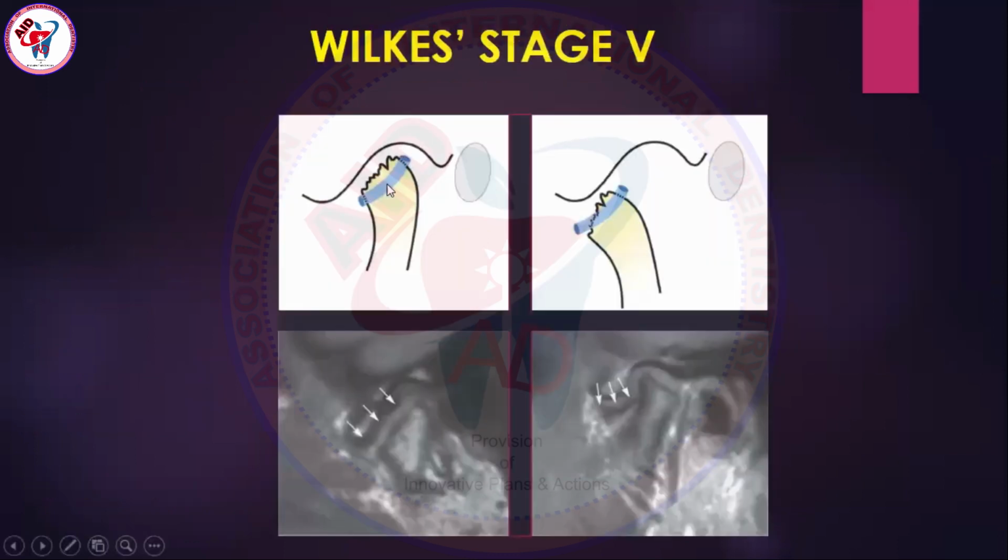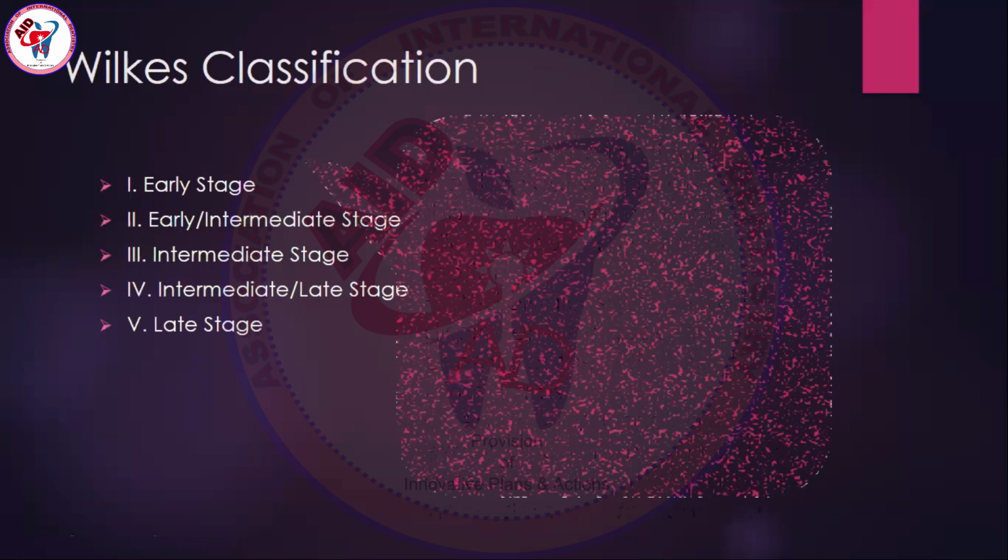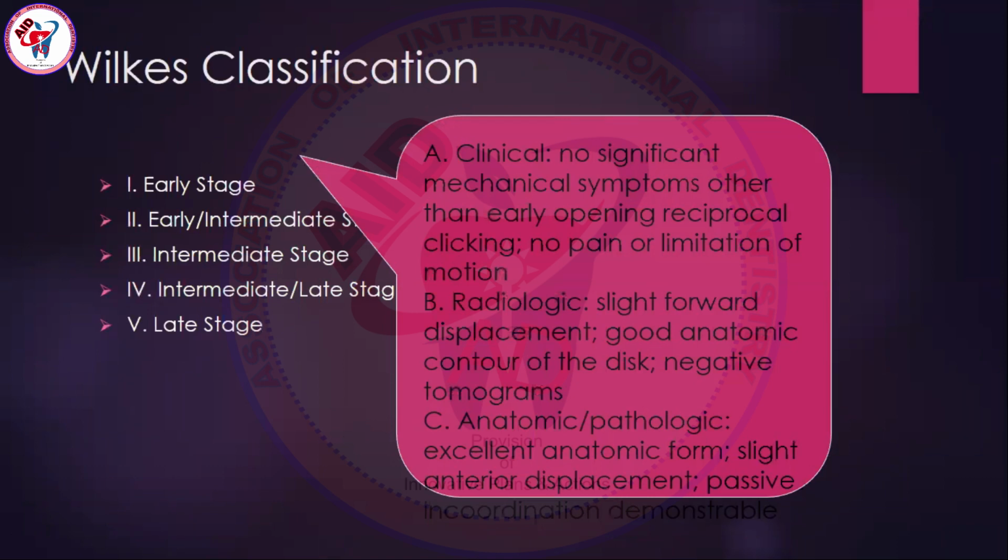You see that this is the joint. There is absolutely no structure of the joint. You see that this is the joint surface. This is the soft tissue area opening and closing, and you see there is absolutely no condylar structure present there. Now, in summary, in the early stage, there are no significant mechanical symptoms other than early opening and reciprocal clicking, no pain or limitation of the movement.